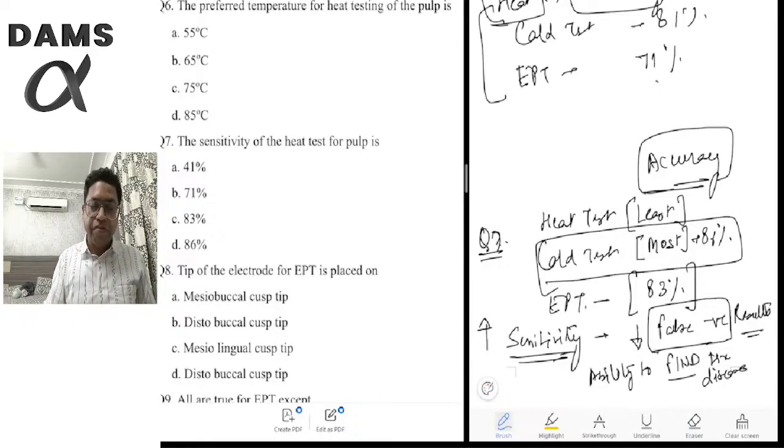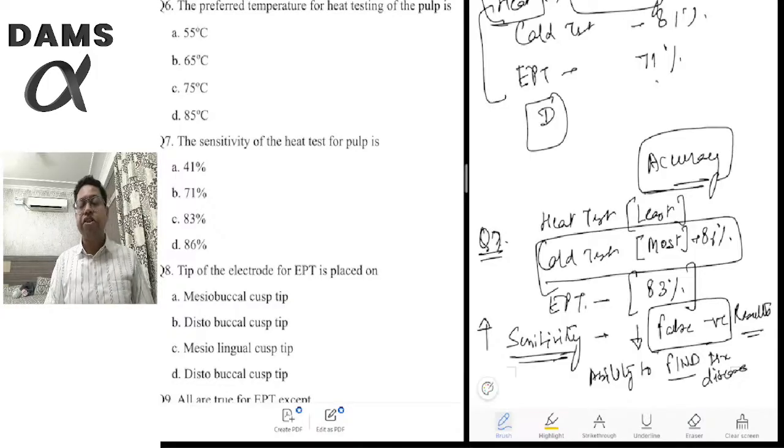So option D would be the answer to question number 7. The sensitivity of the heat test is what it is asking. So please do not get confused between sensitivity and accuracy.